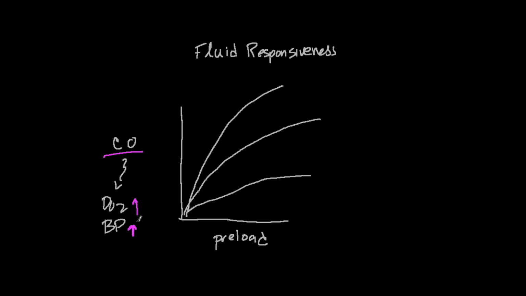Three Starling curves are shown here. One is someone with relative ventricular failure, one is a middle-ground patient, and the other has pretty dynamic ventricular function. In all these cases, a change in preload will increase the cardiac output. However, fluid responsiveness is mainly restricted to those situations where a little bit of increase in preload will create a more exaggerated increase in cardiac output and hence blood pressure and oxygen delivery.